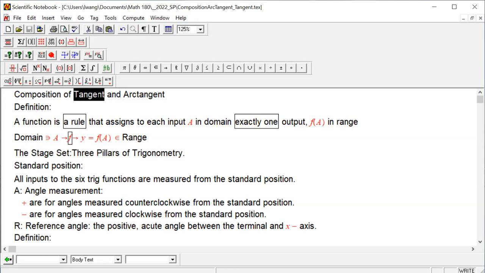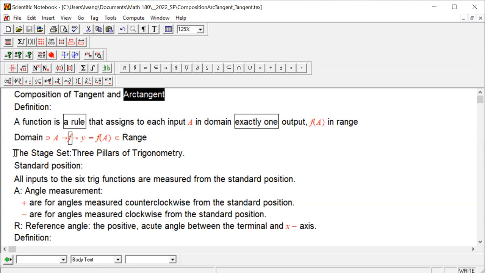Tangent is a function, which means that it has its own domain, and for each input from that domain, it produces exactly one output. Arctangent has its own domain, and for each one of its inputs, it produces exactly one output. So that's the context we're in. And of course, these two are trig functions.